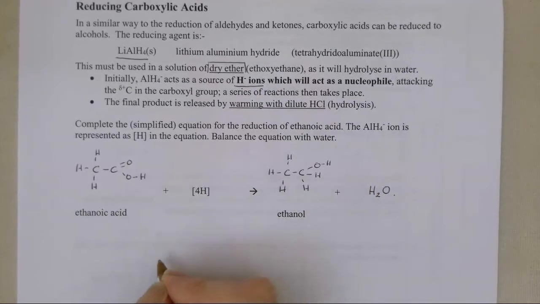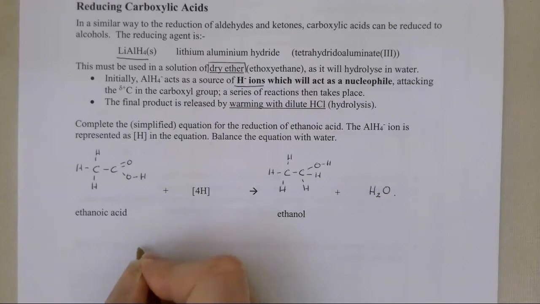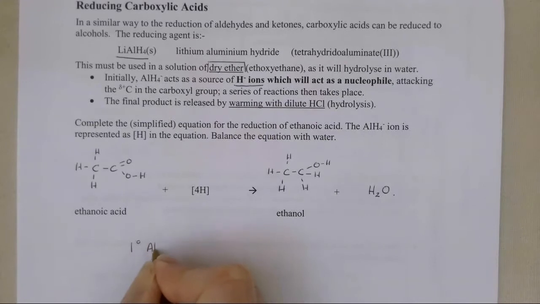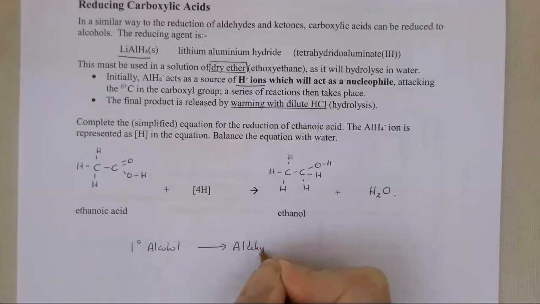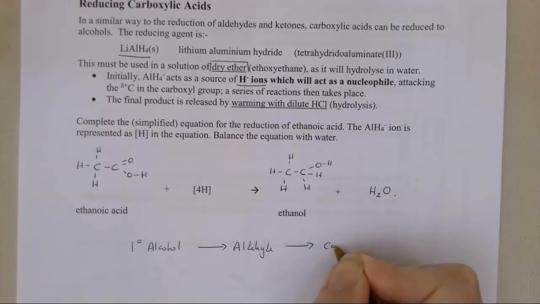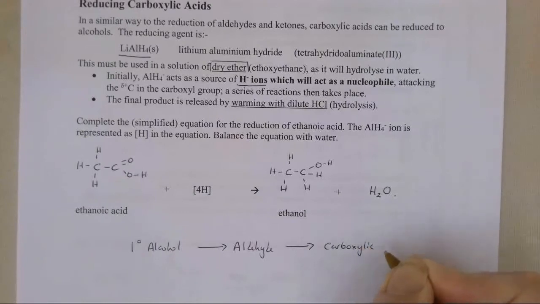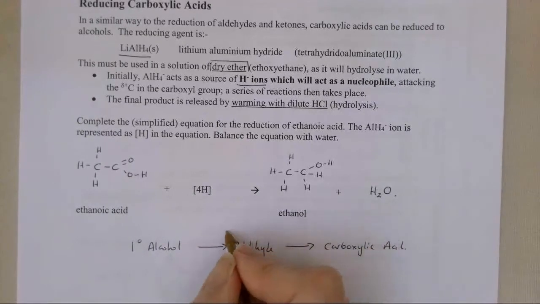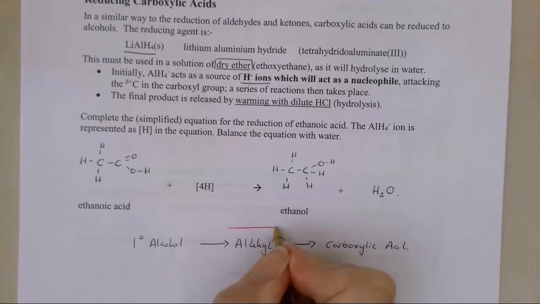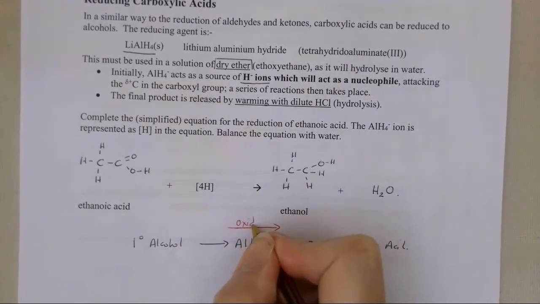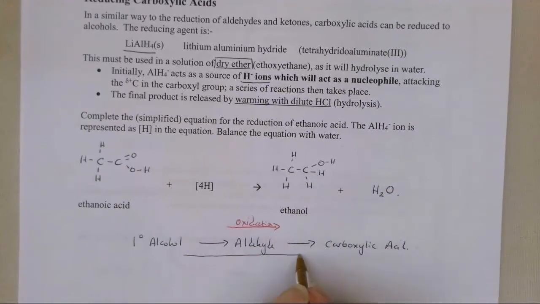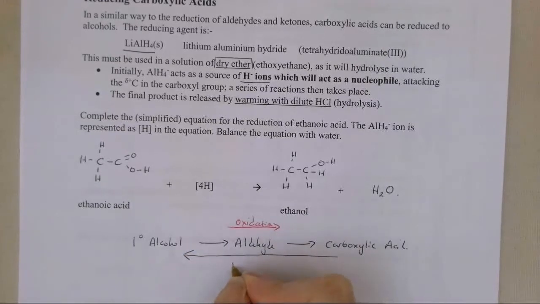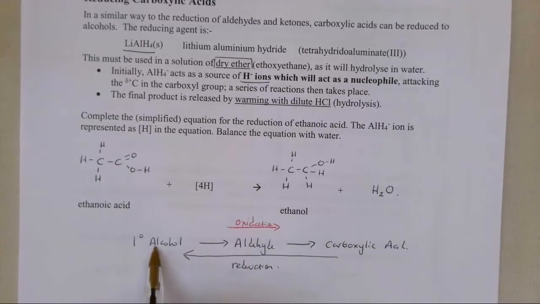Okay, so basically that's my reduction reaction, and so I can oxidize my primary alcohol to an aldehyde and then to a carboxylic acid, and that is all oxidation. So in that direction we're doing oxidation, and in the reverse direction, so going backwards, we're doing reduction. So oxidation going forwards, reduction going backwards.